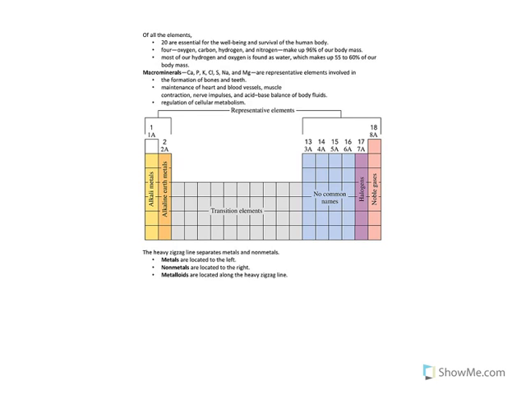Other elements, such as the macrominerals, calcium, phosphorus, potassium, chlorine, sulfur, sodium, and magnesium, are involved in other processes of your body, such as the formation of bones and teeth. You might remember your mother when you were a kid making sure you got your calcium from milk for strong bones and teeth. Maintenance of heart and blood vessels, muscle contraction, nerve impulses, and of course the acid-base balance of bodily fluids, and the regulation of cellular metabolism.